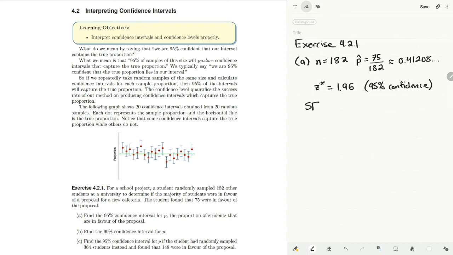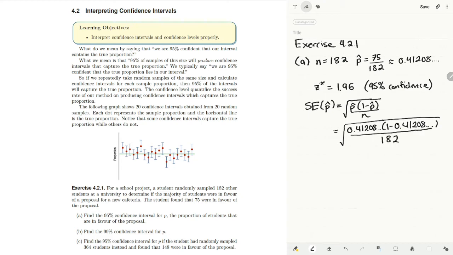And the last thing we need is to calculate the standard error, which is the square root of p hat times 1 minus p hat all over n. So we have the square root of 0.41208 times 1 minus 0.41208, all divided by 182. And the standard error will be approximately 0.03648. And now we're ready to find our confidence interval.